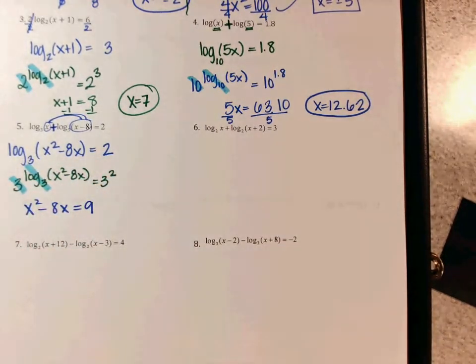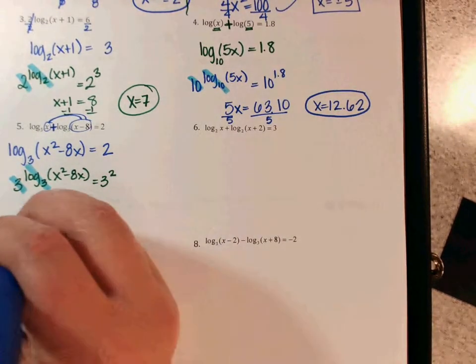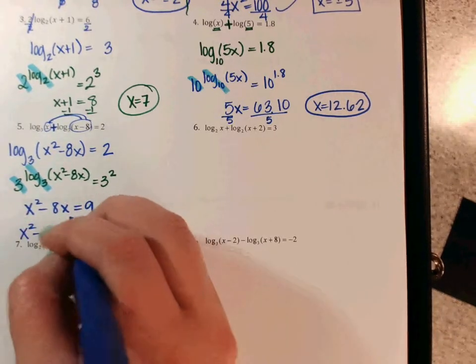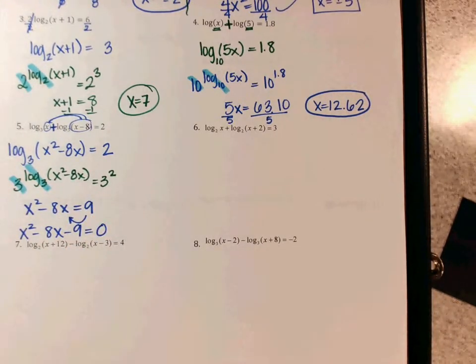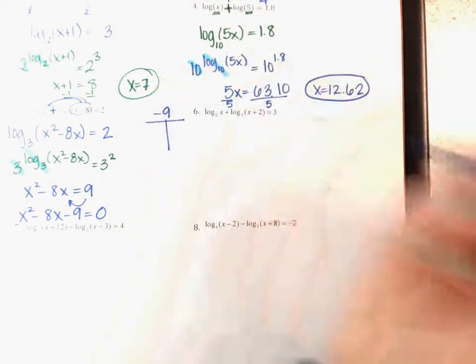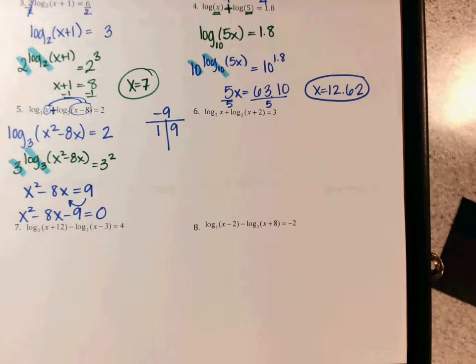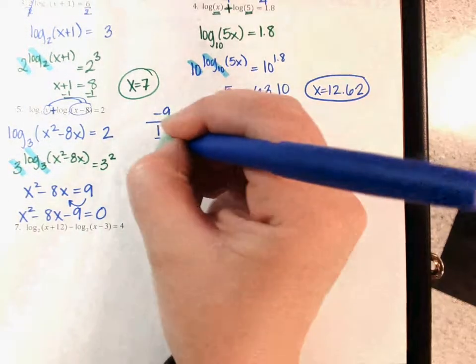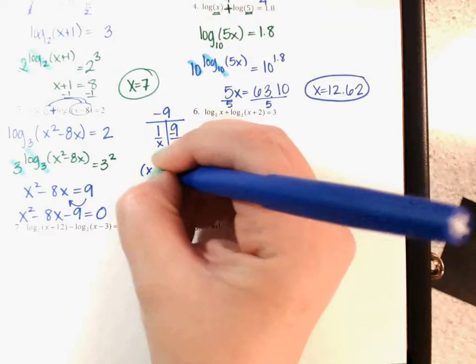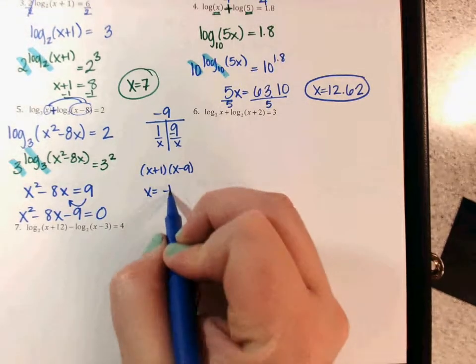How are you going to solve it? Move the 9 over and then t-chart. Good. So it'll be x squared minus 8x minus 9 equals 0. Set up your t. Negative 9 goes up here at the top. 1 times 9 are going to be my numbers. And then if I want to subtract to get negative 8, which one do I have to minus? The 9. Good. So I'll put my minus right there, put them over x. And if it's x plus 1 and x minus 9, then what are my answers? Negative 1, positive 9. Good.